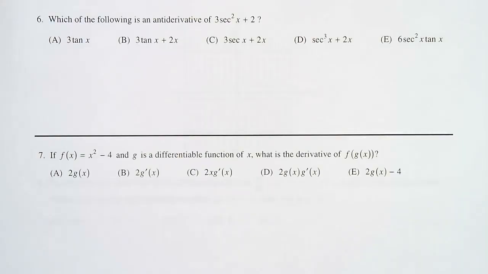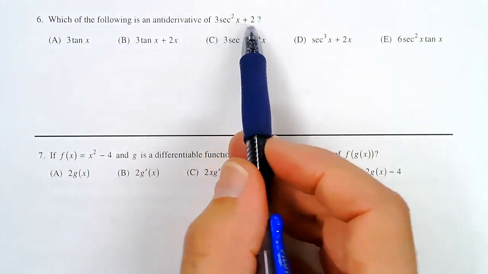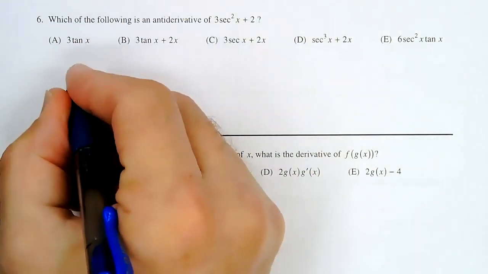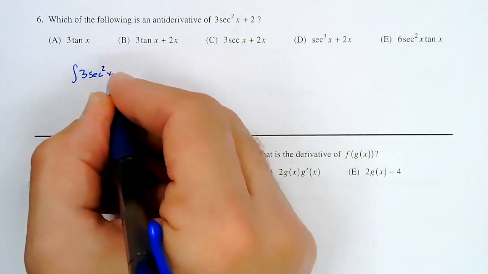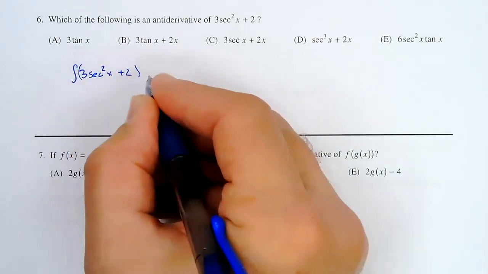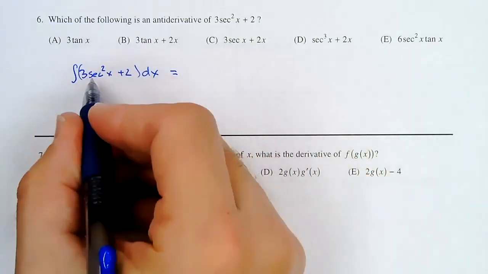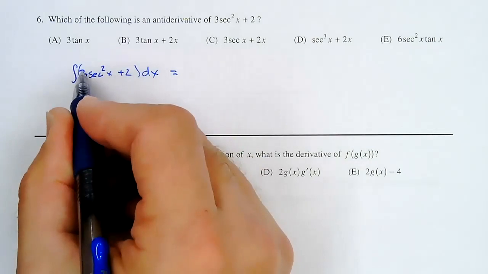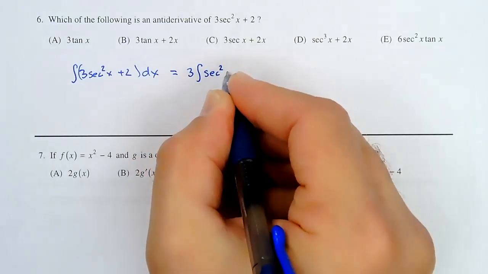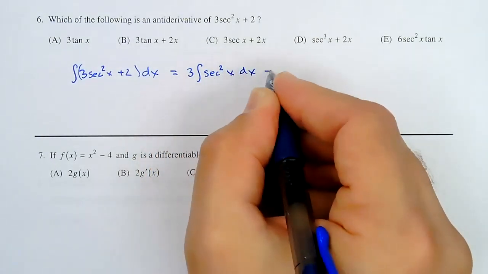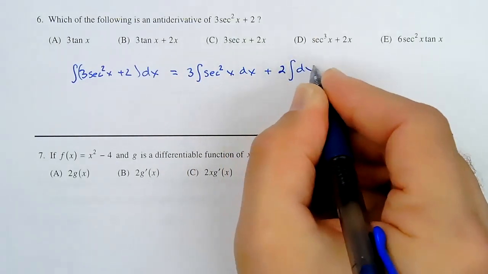Okay? So for number 6, which of the following is an antiderivative of 3 secant squared x plus 2? So to find an antiderivative, that's the same as an integral. So 3 secant squared x plus 2, and then dx. And so really we've got to break this up. I'm going to break this up with the sum and also factor out the 3. So it's going to be 3 integral secant squared x dx, and then plus 2 times the integral of dx.